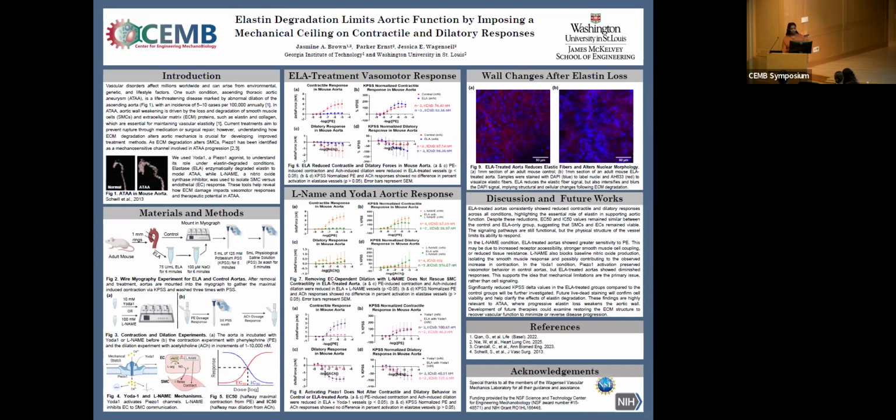So the wire myograph, what we do is we have the aorta and we put it on two pins, and then we are able to stretch it to a physiological length based on the pressure readings there. And then the acetylcholine and the phenylephrine are the things that allow the vessel to contract and dilate. And the wire myograph is essentially measuring those forces and giving us that data back.